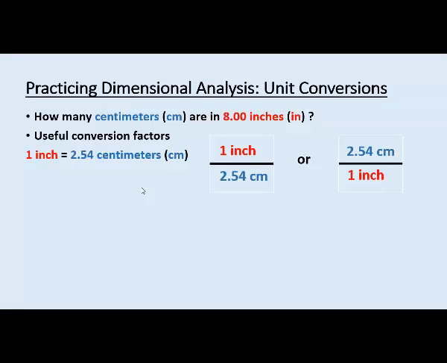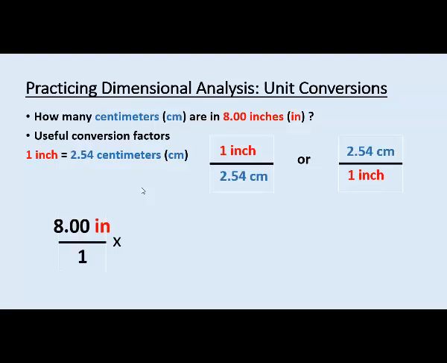So I'll write down the number that I want to convert from first. So the 8 inches, I make sure I write my units down with that. So I write 8 inches. I write that as a fraction, so I just put it over 1. Okay, that won't change its value, but it sets everything up as a fraction in the dimensional analysis. Now I'm going to multiply by one of my fractions that I produced from the conversion factor.